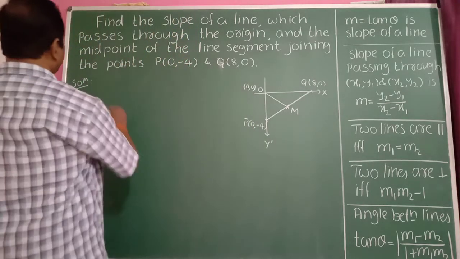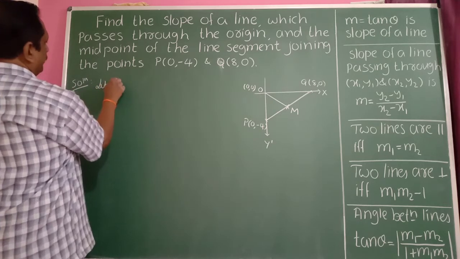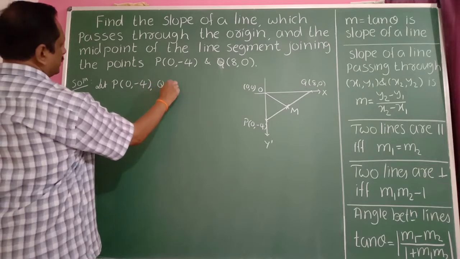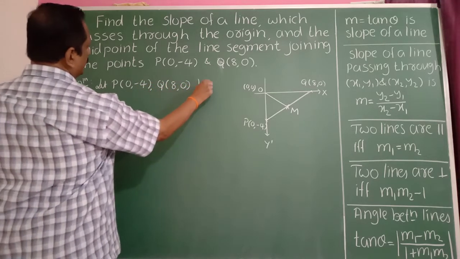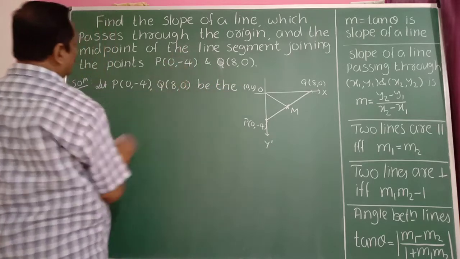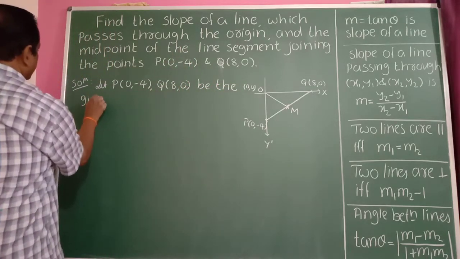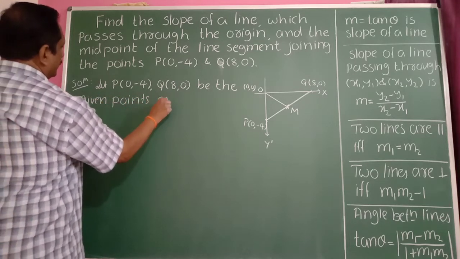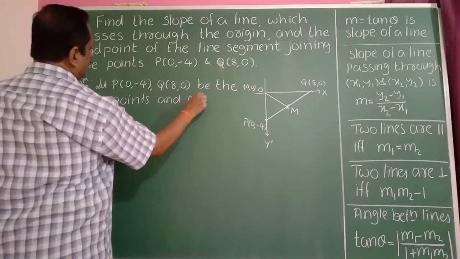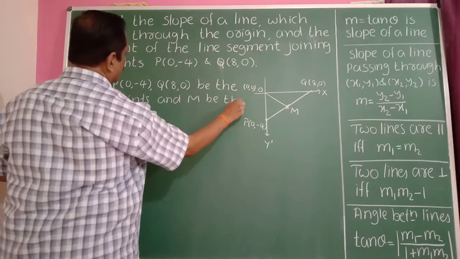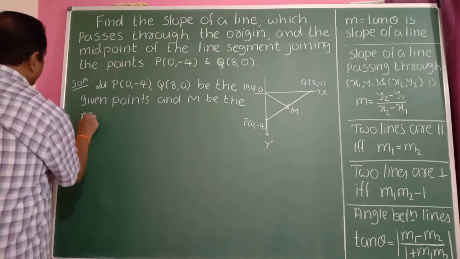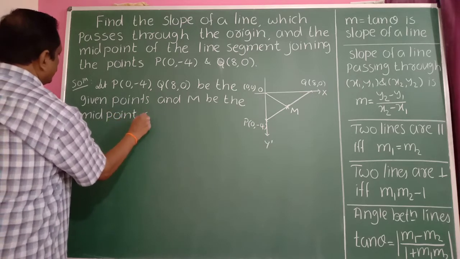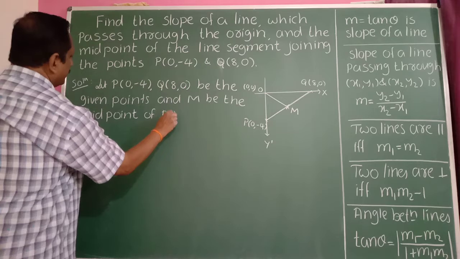Therefore let P 0 comma minus 4, Q 8 comma 0 be the given points, and M be the midpoint of the line segment PQ.